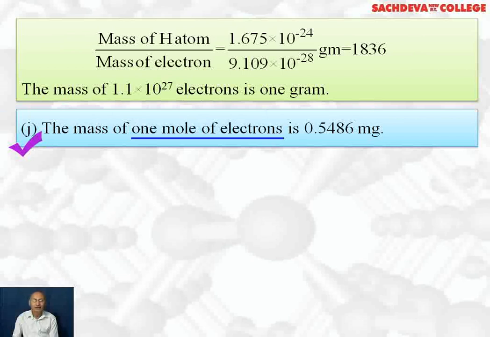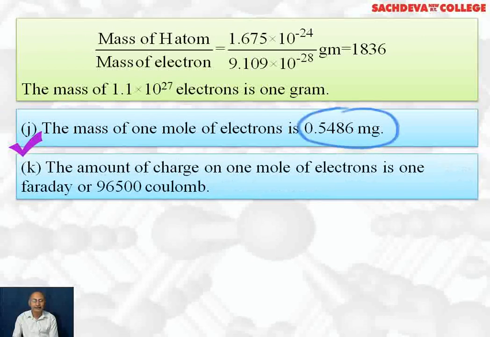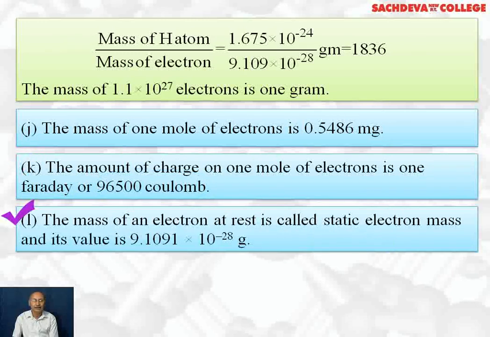The mass of 1 mole of electron is 0.5486 milligram. The amount of charge on 1 mole of electron is 1 Faraday or 96500 coulombs. The mass of an electron at rest is called static electron mass, and its value is 9.1091 into 10 power minus 28 grams.